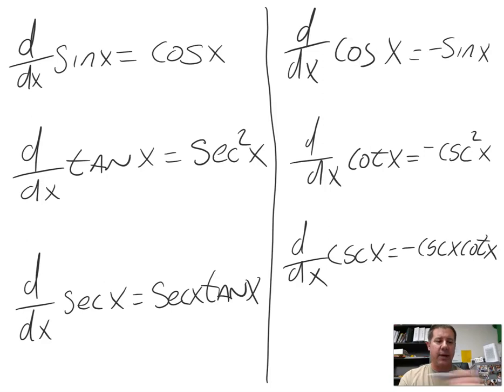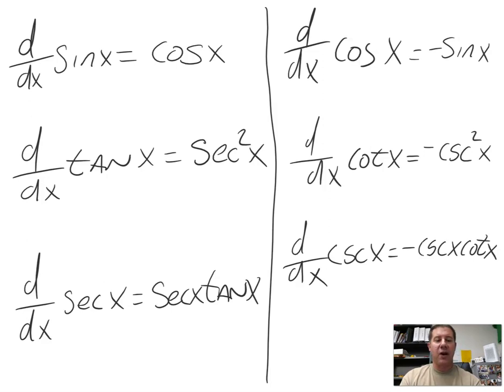Because the next 3 are just the negative co-functions, okay? So, like cosine is the co-function of sine. So the derivative of cosine of x is negative its co-function, sine x. Good? The derivative of cotangent x is negative... if you know this one, this was secant squared x, so the co-function of secant squared x is cosecant squared x. So negative cosecant squared x.